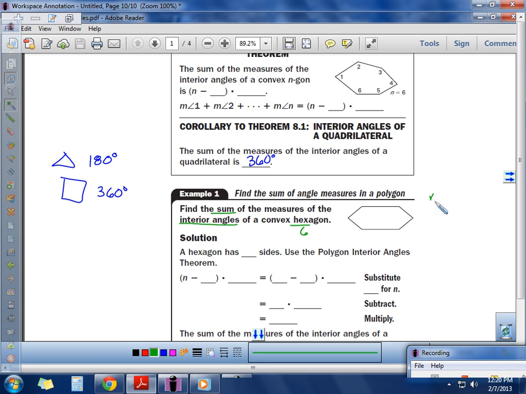Well, the formula is n minus 2 times 180, and this is one we're going to write a lot today, so you should kind of have it memorized by the end of class. n is the number of sides, so that's 6 minus 2, and then times 180. 6 minus 2 is 4. 4 times 180 is, pretty sure it's 720.